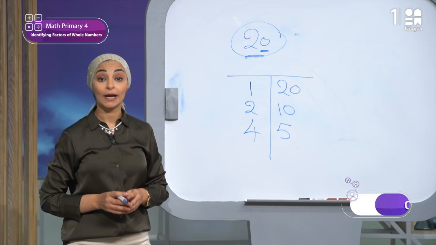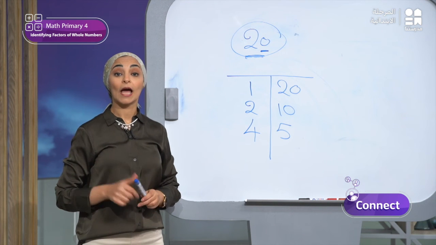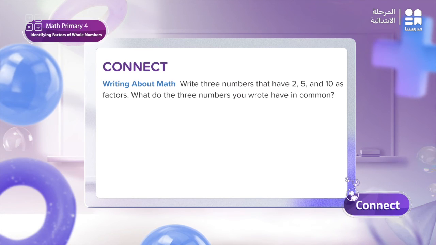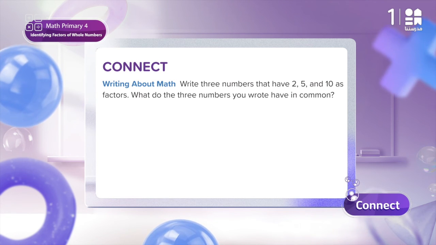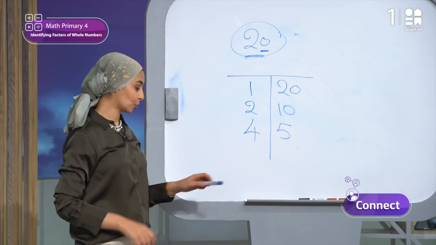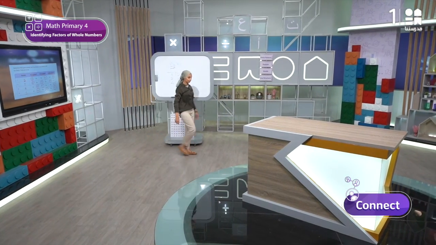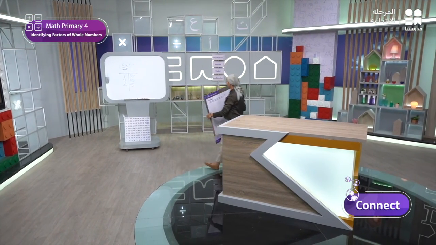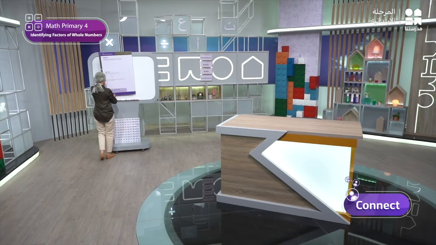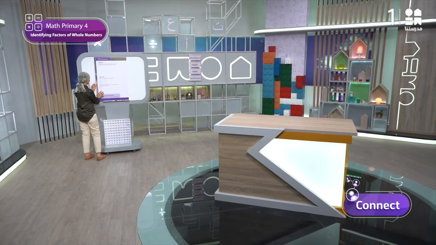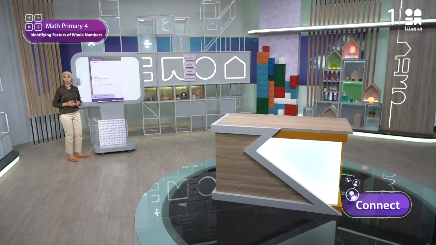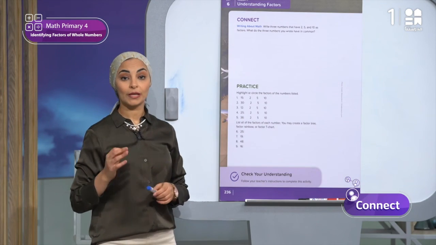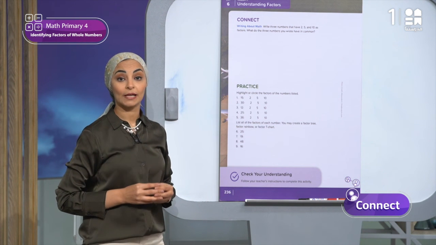And now we reach the connect part on page 236, and we want to make sure we understand the factors and we remember what we said when we are asked to write 3 numbers that have 2, 5 or 10 as factors. تعالوا نشوف الchart all together. And here's my chart in the connect part. Here in the connect part, we have 3 numbers that have 2, 5 or 10 as factors.